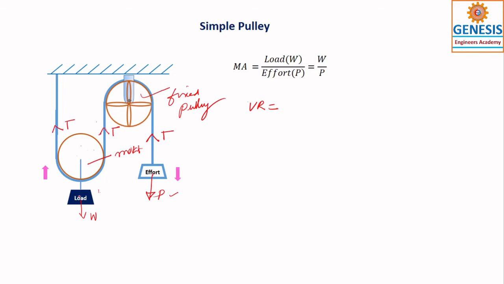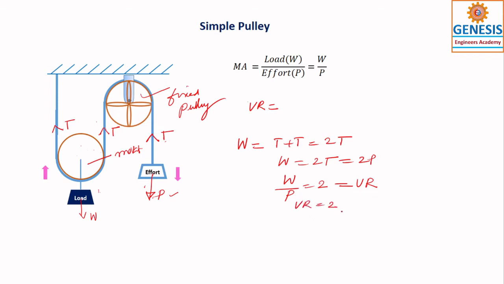If you resolve forces on this load, the downward force is W, and the upward forces are T plus T, that is 2T. So W is equal to 2T. Here T is equal to P, so W by P is equal to 2, which is equal to the velocity ratio, as per our condition that it is an ideal machine whose efficiency is 100%. So the velocity ratio is 2.